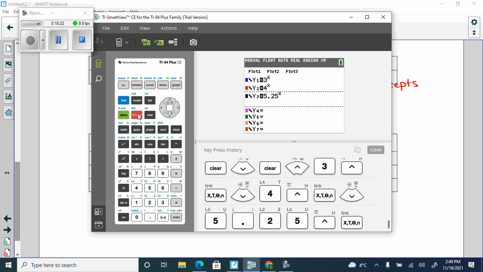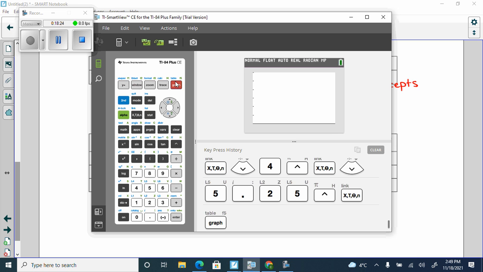As b gets bigger, blue, red, black, what's happening? Closer to the y-intercept. It's growing what? Starts with an F, rhymes with faster. Yes, it's growing faster. Because your b is getting bigger, so it actually grows faster.